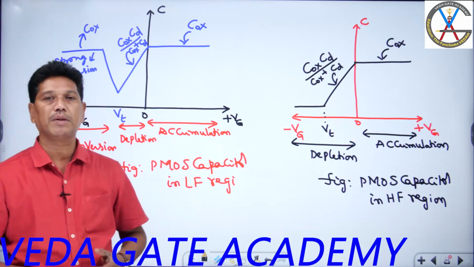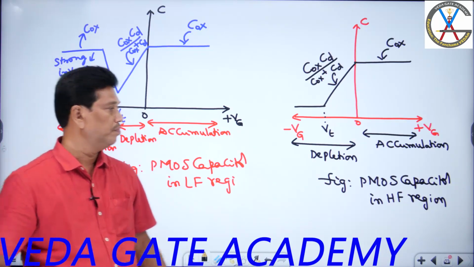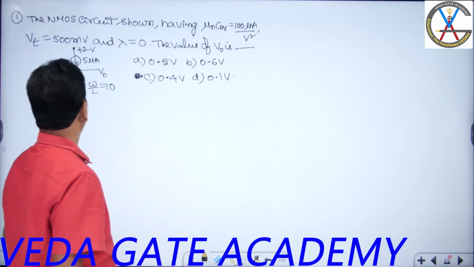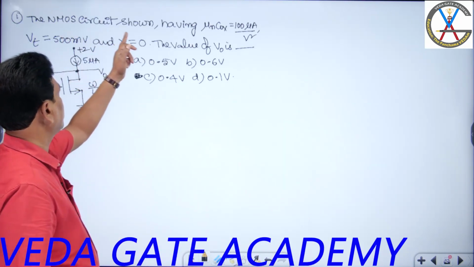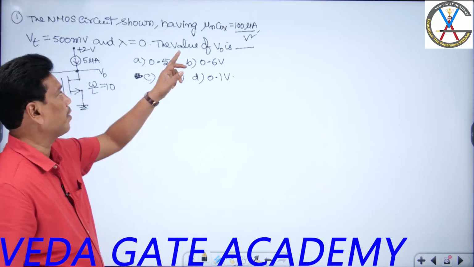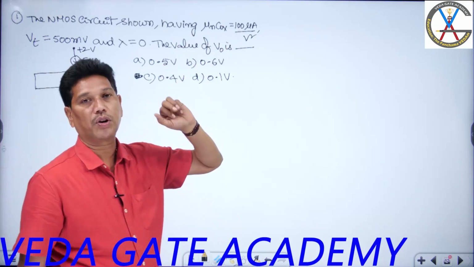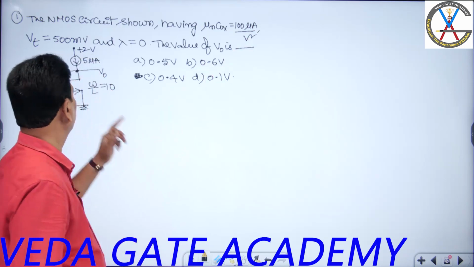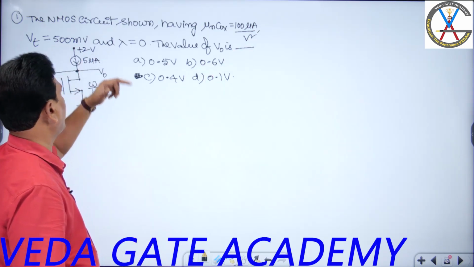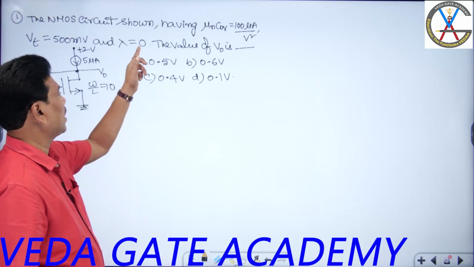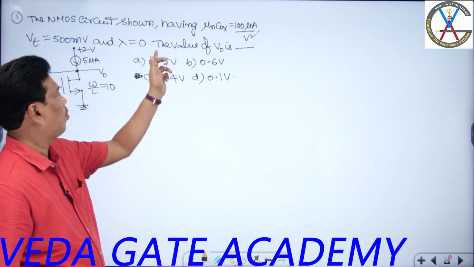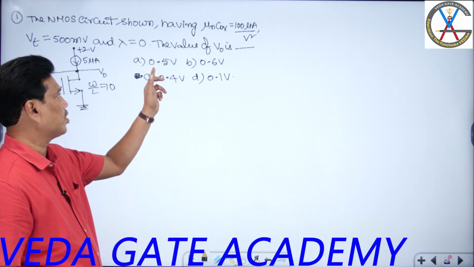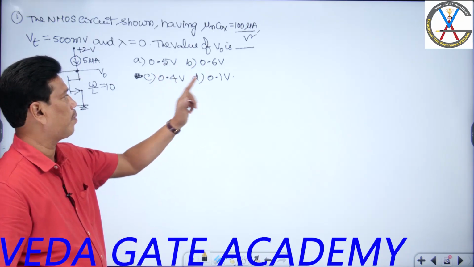Now let us examine some practice questions, students. Check out the question. The NMOS circuit is shown having mu n COX, that is, the transconductance parameter, equal to 100 microampere per volt square, threshold voltage VT equal to 500 millivolt, and channel length modulation lambda equal to 0. What is the value of V0? Options: 0.5 volt, 0.6 volt, 0.4 volt, 0.1 volt.